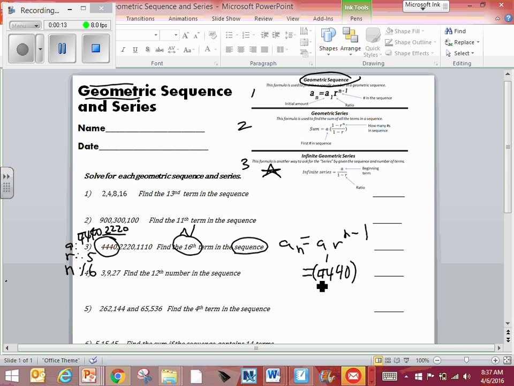0, in parentheses. R, put everything in parentheses. R is a fraction, 0.5, in parentheses, raised to the n minus 1. I'm going to do it. I didn't do it in the other class. I'm going to do the subtraction in my head.